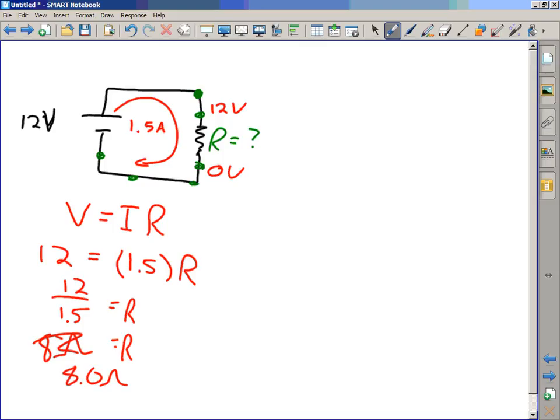Any questions over those basic problems? I could give you voltage and current, which you could use to find the resistance. I could give you voltage and resistance, and you find the current. Homework.